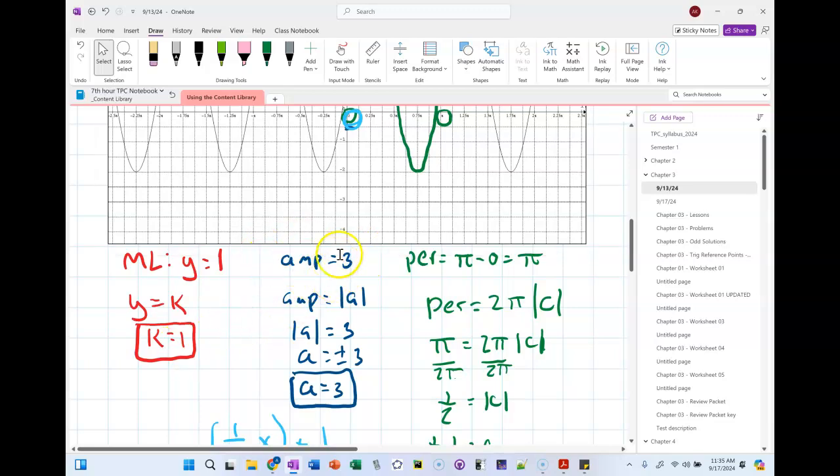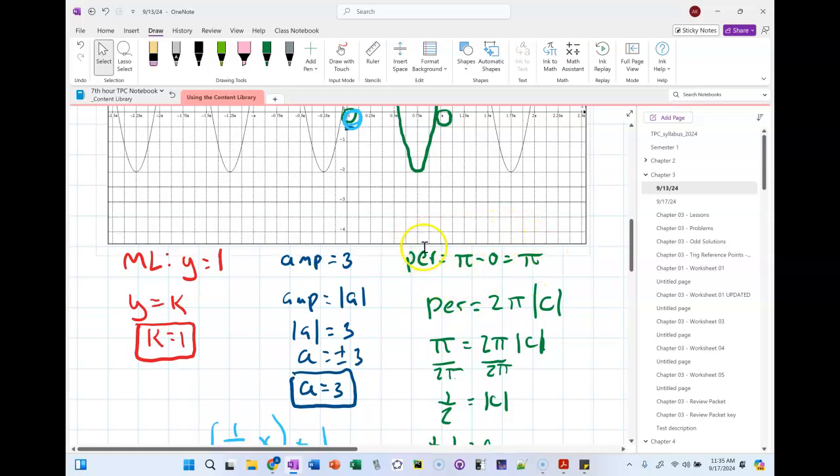Since the amplitude is 3, and I know to calculate the amplitude, that's the absolute value of a. So the absolute value of a is 3. So a should be plus or minus 3. I'll tell you in a minute how we conclude that it's positive 3, but I'm not ready to do that quite yet.